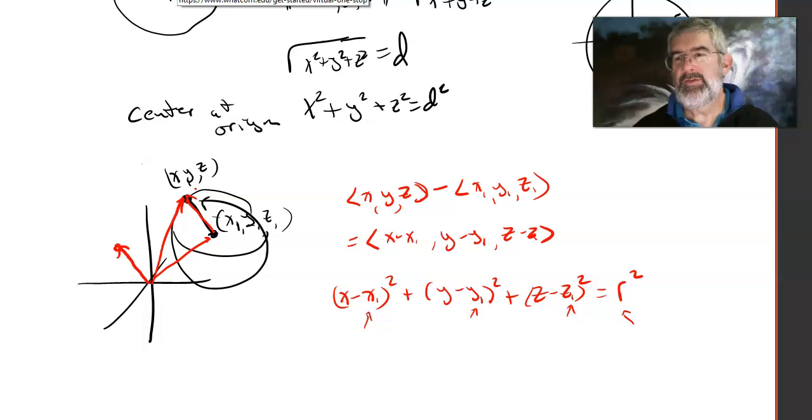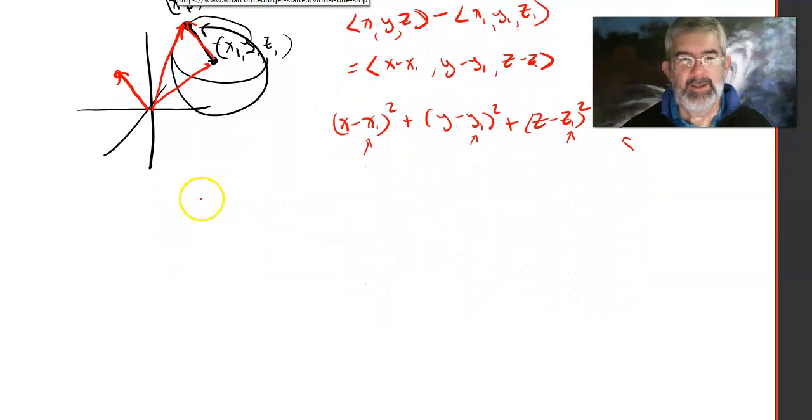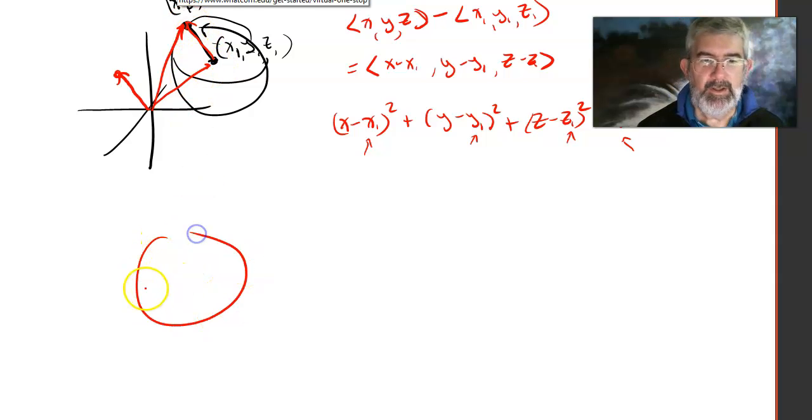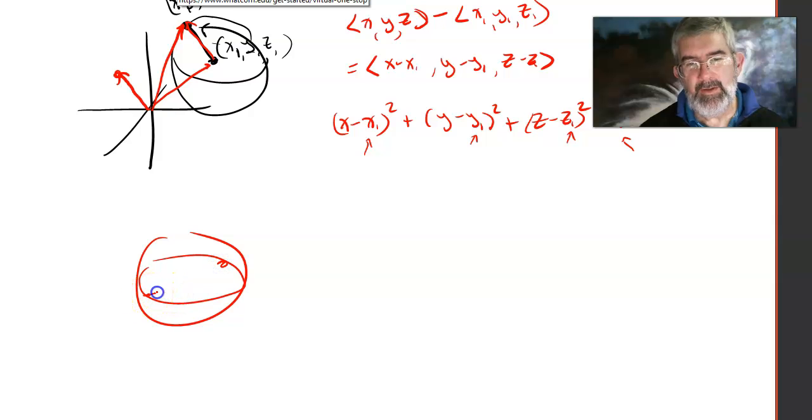There are situations that come up that you might consider, like what if you knew, rather than the center and the radius, the two endpoints of a diameter? Let's say I've got a sphere here, and I know that this point and that point are the ends of a diameter going right through the middle.